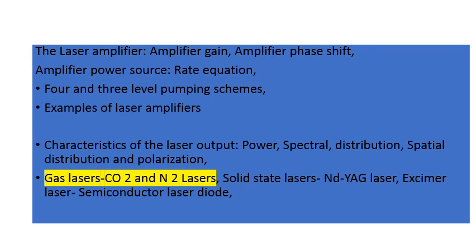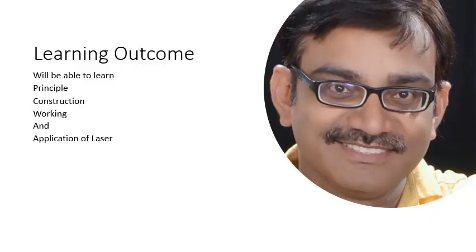Gas lasers have many types. Helium neon laser is an atomic laser whereas CO2 is a molecular laser. In this syllabus we have CO2 and N2 laser. We will be able to learn principle, construction and working and also the many applications of CO2 laser today.